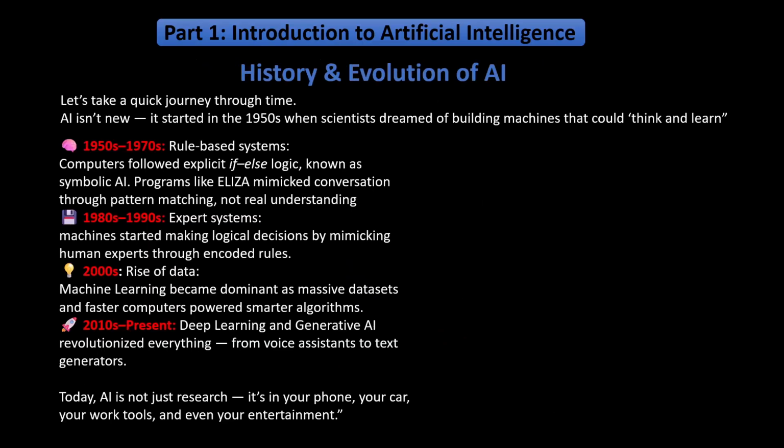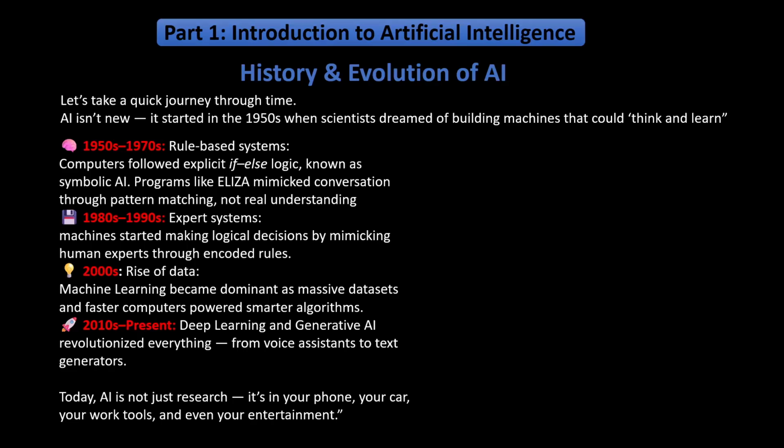Now let's discuss the history and evolution of AI. Now, artificial intelligence is not a new branch. It basically started in the 1950s when researchers and scientists dreamed of building a machine that could think and learn like a human being. So let's discuss one by one.